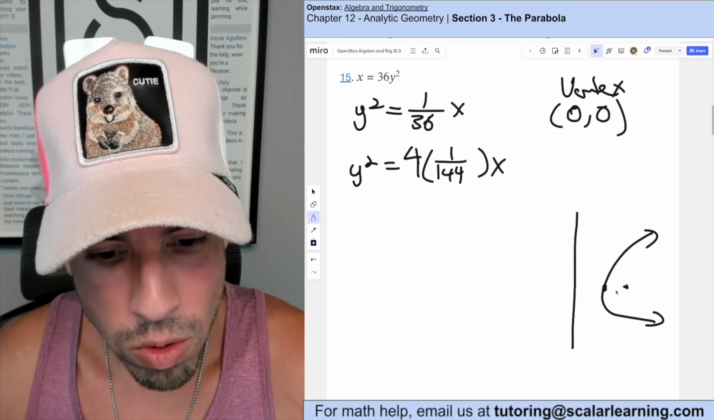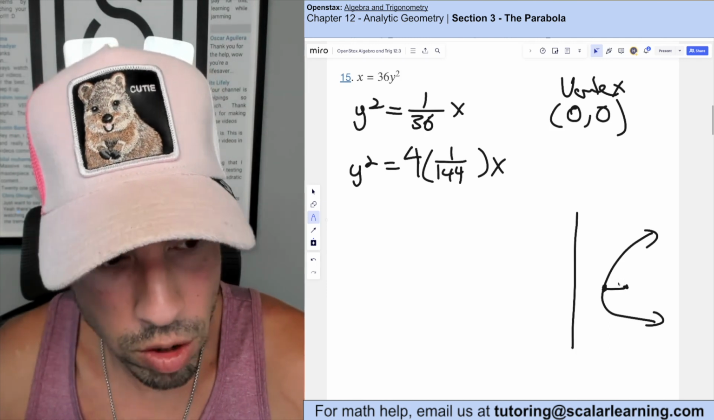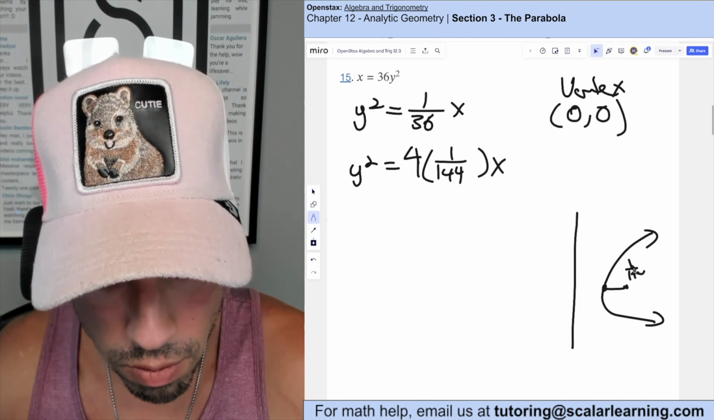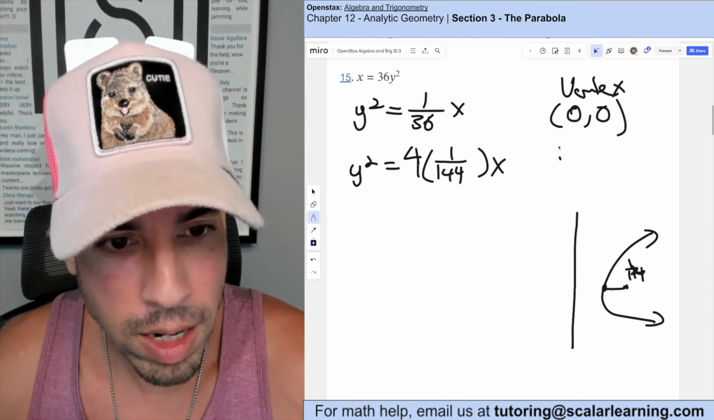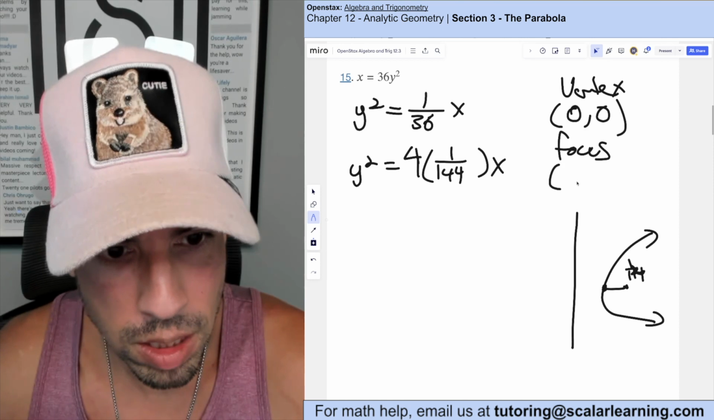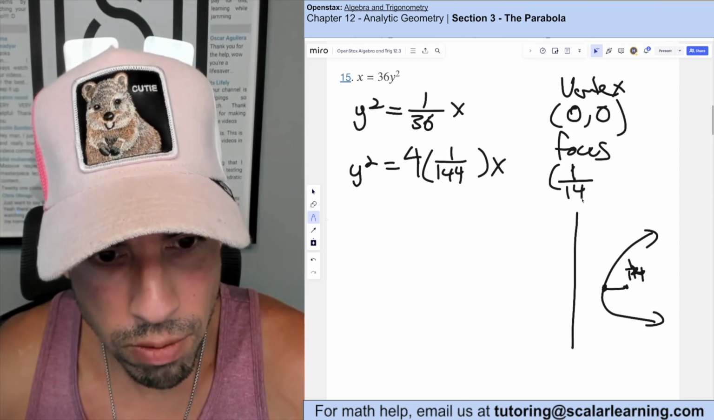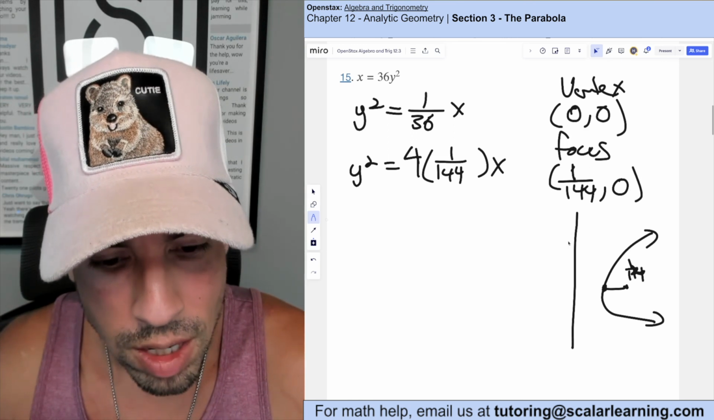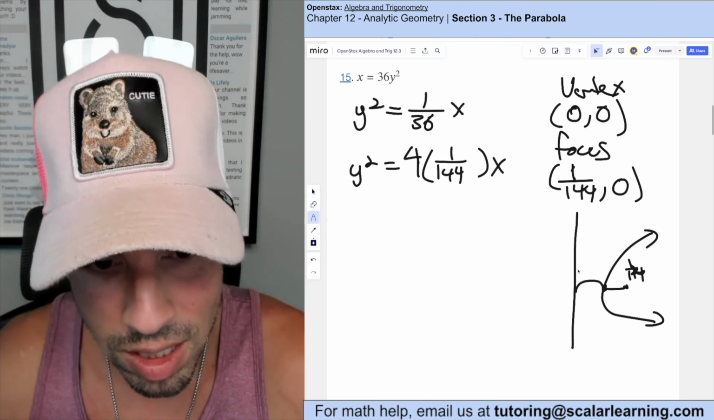And then my focus is this point in here. It's going to the right by how much? By that p-value of 1 over 144. So my focus is going to be 1 over 144 comma 0, right? Keep that y value the same. And then my directrix is this vertical line coming that p-value distance back.